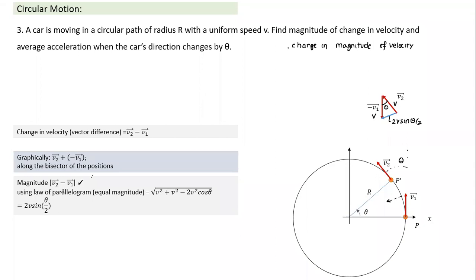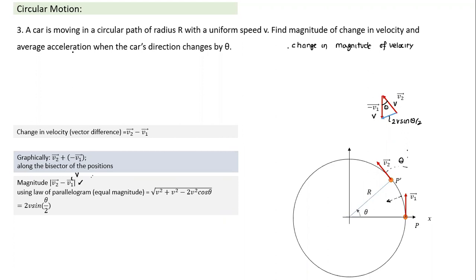We can calculate this magnitude with the law of parallelogram. Both have equal magnitude, so v1 and v2 both have magnitude v. So it becomes v square plus v square minus 2 v1 v2 cos theta. That's the formula. We use that formula here and simplify. It comes equal to 2v sine theta by 2. That's the magnitude of change in velocity.